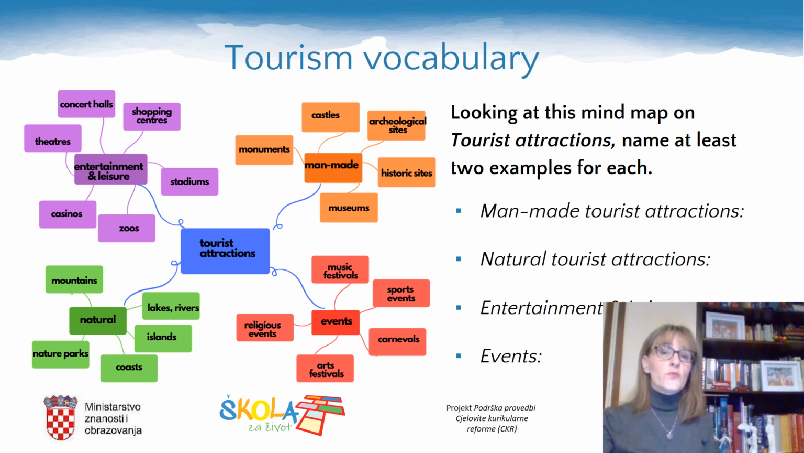This mind map shows 4 different types of tourist attractions. There are man-made tourist attractions like castles, natural tourist attractions like nature parks, and different events and entertainment and leisure activities. Your task here is to note down at least 2 examples for each type. For example, when it comes to events, you could write Sinjska alka. You can pause video here in order to note down your examples. Check your answers with your teacher in virtual classroom.